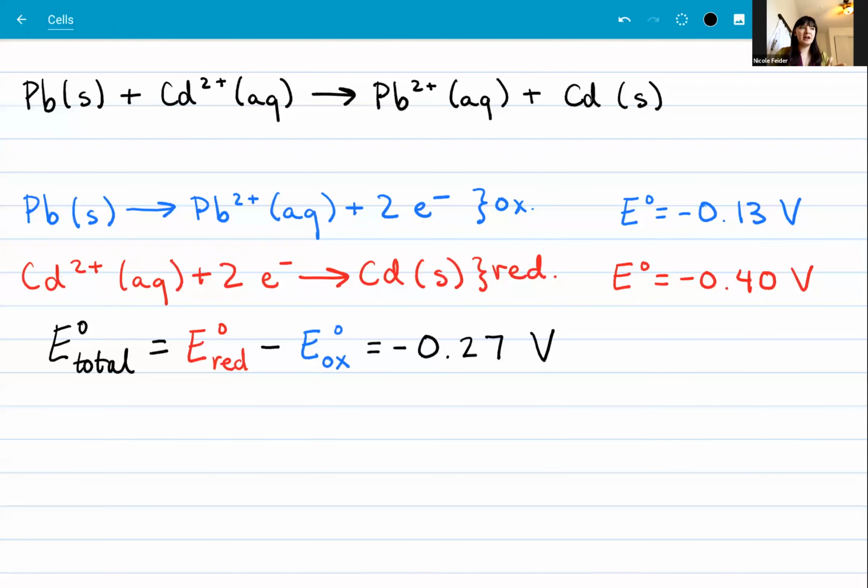Let's start where we left off in the previous video with this lead and cadmium redox reaction. We already went over which species is being reduced, which is oxidized, and what the total potential is for this reaction. Remember again what the total potential, or E naught total, actually means physically. It's an amount of energy per unit of charge.